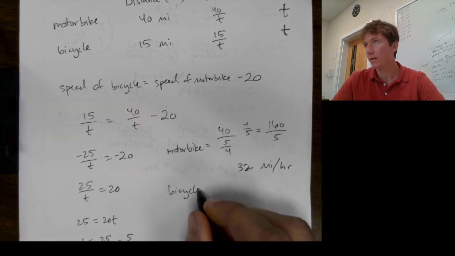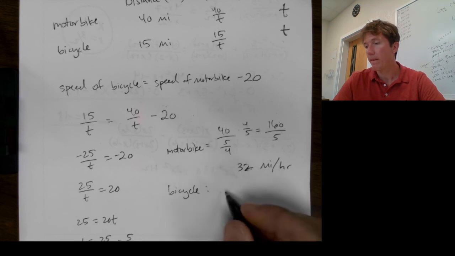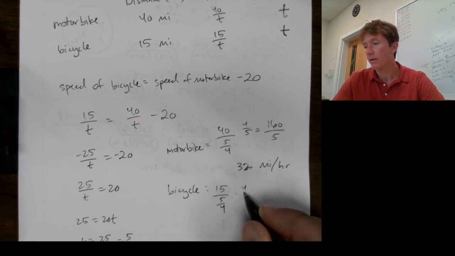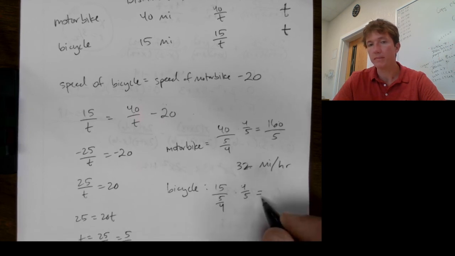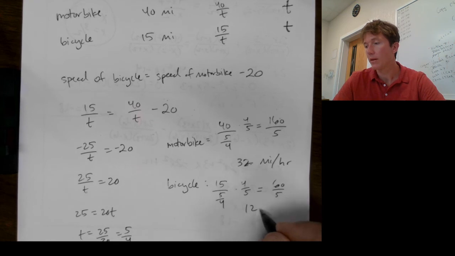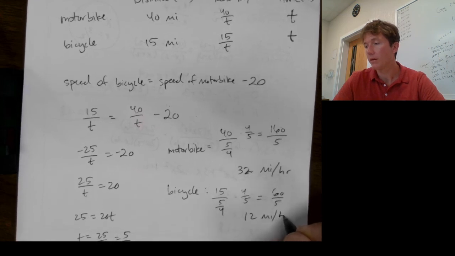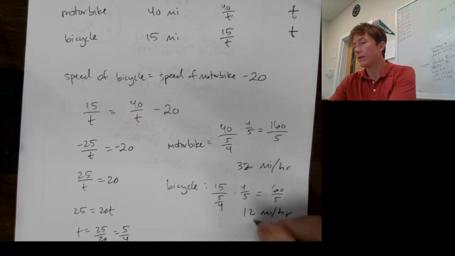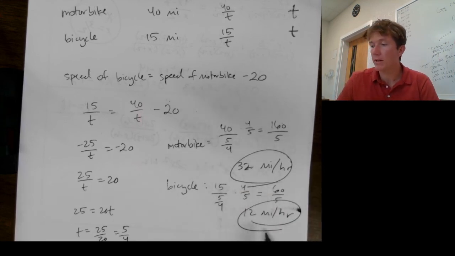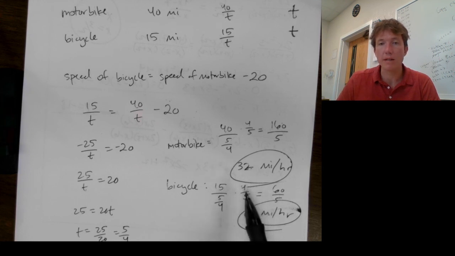And then the bicycle, I take that and plug it in. That'll be 15 over 5/4. So just multiply by the reciprocal. That's going to get me 60 over 5, or 12 miles per hour. Okay? So here's my two rates. This works out because the bicycle is 20 miles per hour slower than the motorbike, which was the original. Okay, so it says it right there, 20.